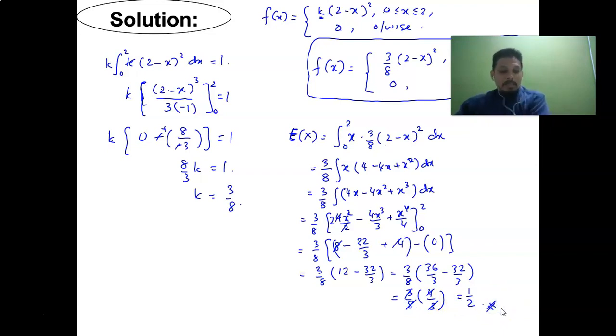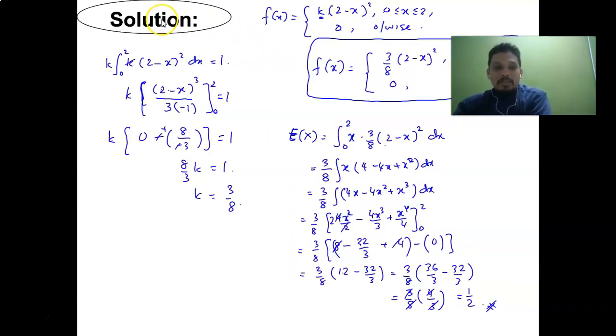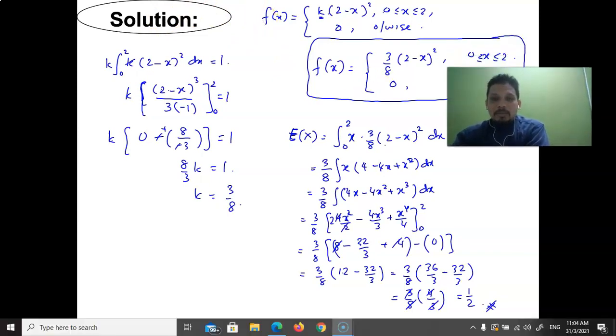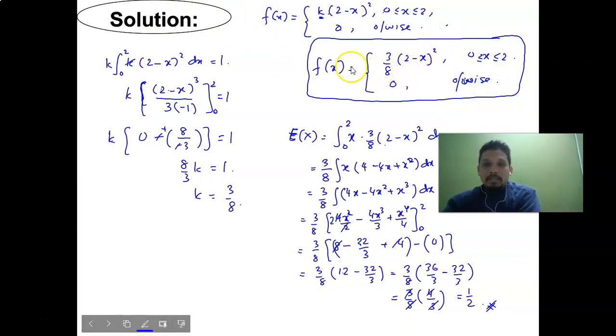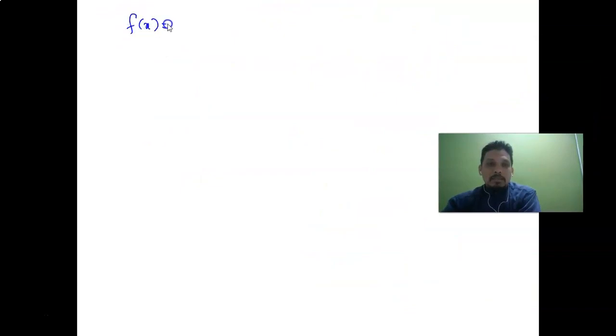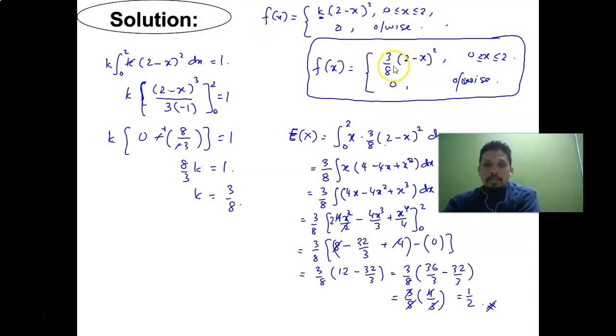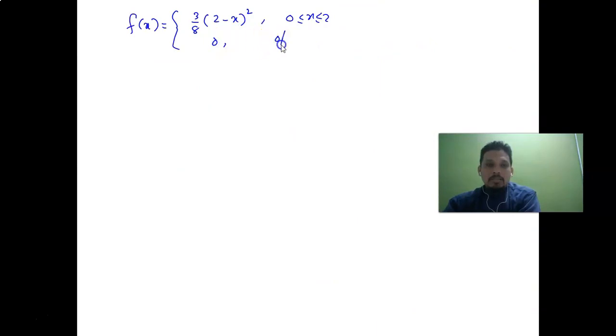Okay, and then to find the variance of x, let's rewrite the function on the next slide. It is f(x) equal to 3 over 8, 2 minus x squared, 4x in between 0 until 2, isn't it? 3 over 8, 2 minus x squared, 0 until 2, that's it, and 0 otherwise. Okay, now to find the variance, we need to find this.